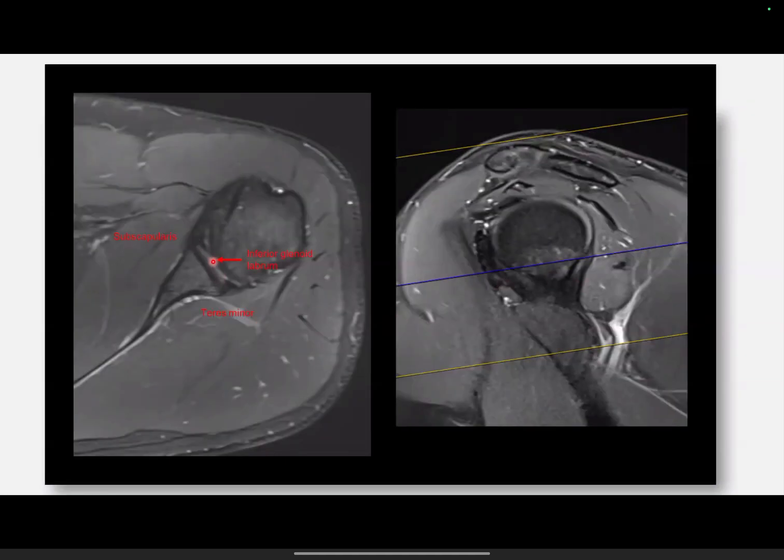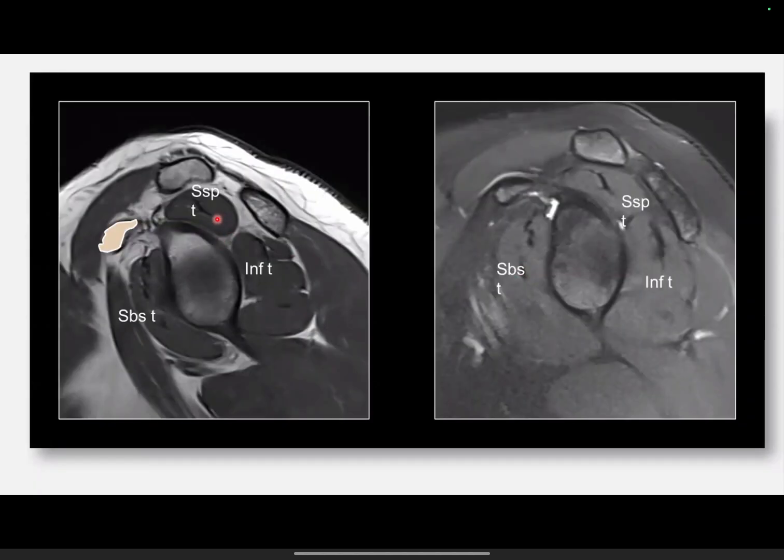You can see this is the inferior glenoid labrum part or cartilage. This is anterior glenoid labrum. This is posterior glenoid labrum. These are the subscapularis tendon which are attaching on the lesser tuberosity. Here in the posterior aspect, you can see these are the teres minor fibers which will attach on the inferior aspect of the humeral head.